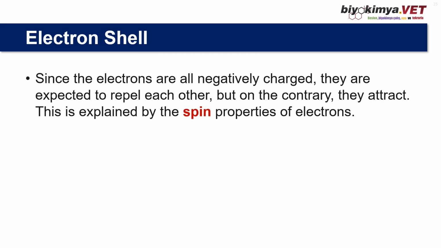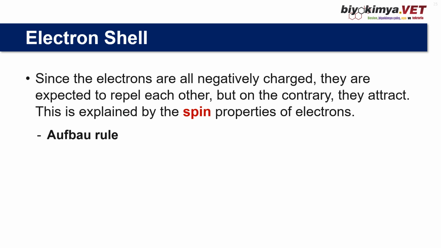Since the electrons are all negatively charged, they are expected to repel each other, but on the contrary, they attract. This is explained by the spin properties of electrons. Accordingly, electrons revolve both around themselves and around the nucleus. However, since it is in the opposite direction of the spin axis of the neighboring electron around itself, an electromagnetic field is formed, and this force of attraction is more than the force of repulsion.